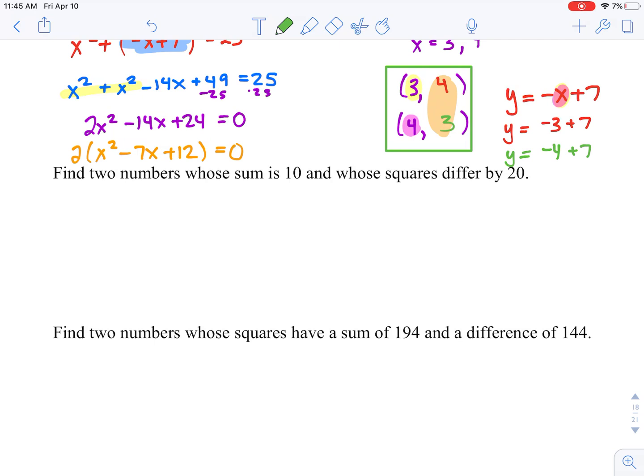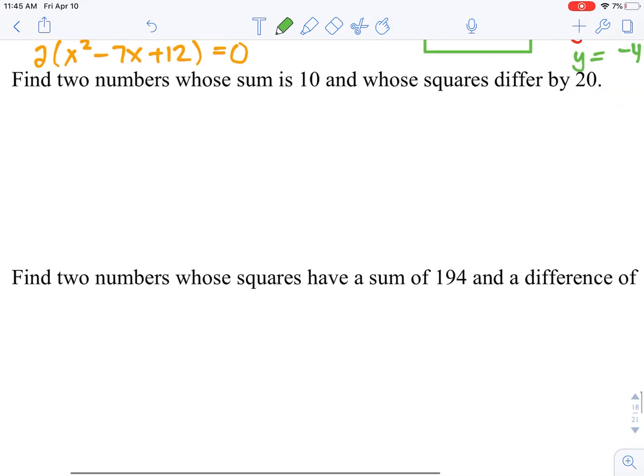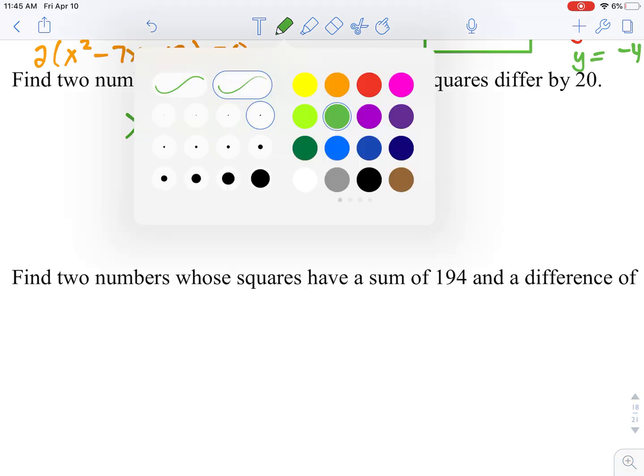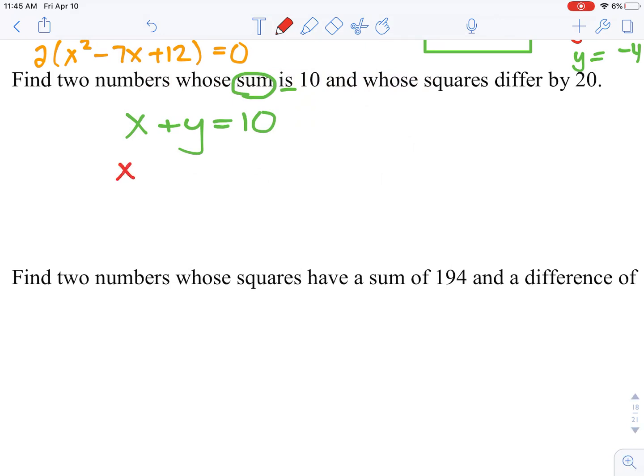Okay, 2 more to go. The next one is saying find two numbers whose sum is 10 and whose squares differ by 20. So we're going to call our two numbers x and y. They're going to sum, meaning they're going to add, is means equals 10. They're going to add to 10. And their squares are going to differ by 20. The word differ is subtract.